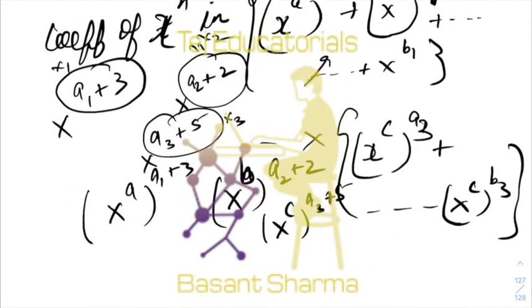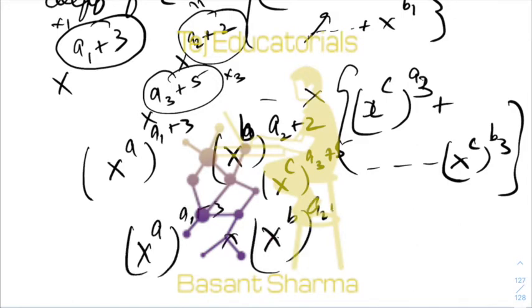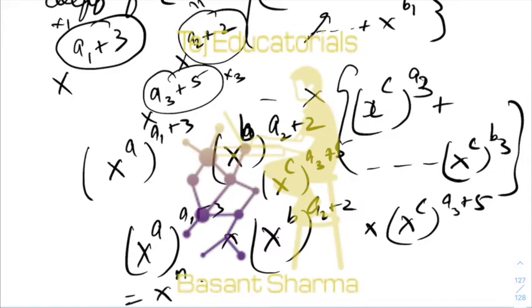Okay, so basically when you take these three terms from these three brackets, you will get the coefficient of x to the power n as x to the power a1 plus 3 into x to the power b, a2 plus 2 into x to the power c, a3 plus 5. And this is nothing but x to the power n, right? So a into a1 plus 3 plus b into a2 plus 2 plus c into a3 plus 5. This is nothing but n.